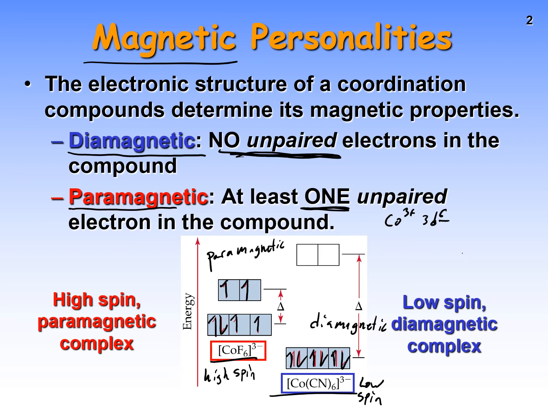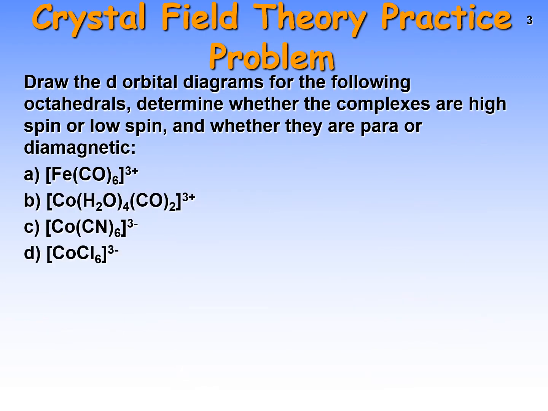All right, so let's do some problems here. We're going to draw the d orbital diagrams for these four complex ions, and they're all octahedrals. And I know they're all octahedrals because each one has 6 things attached to it, right? We got 6 of them here. 4 plus 2 is 6, 6, 6, right? So we got 6 things attached to each one of these. They're all octahedrals.